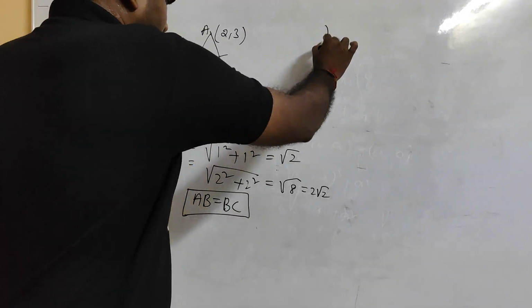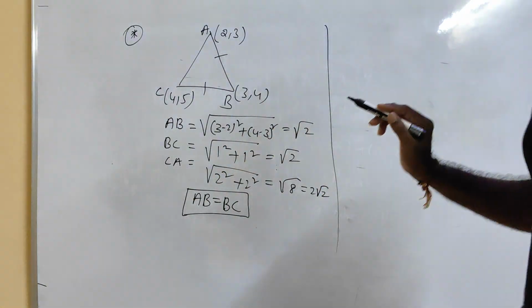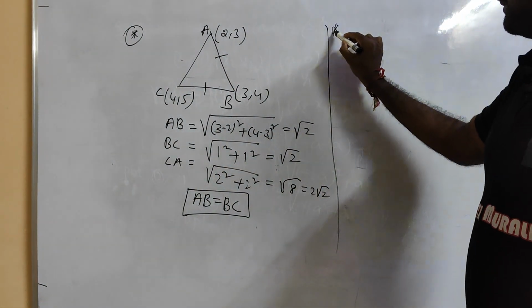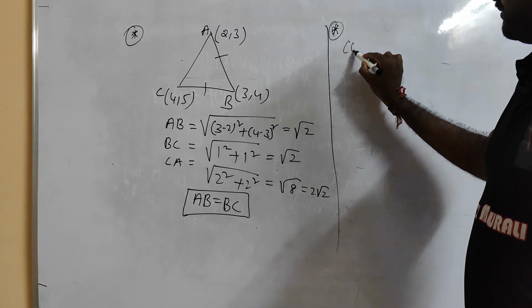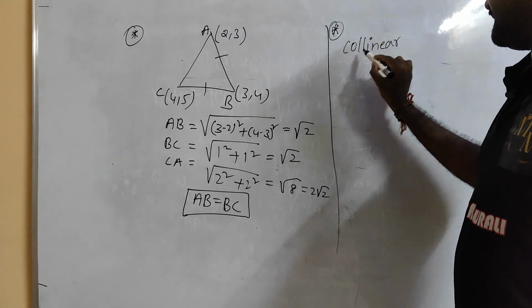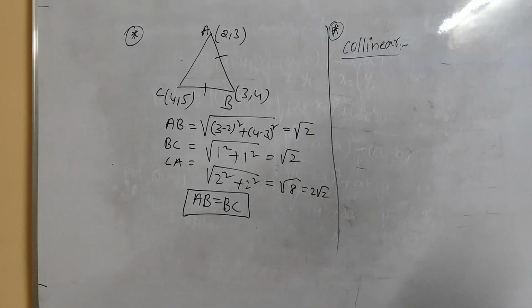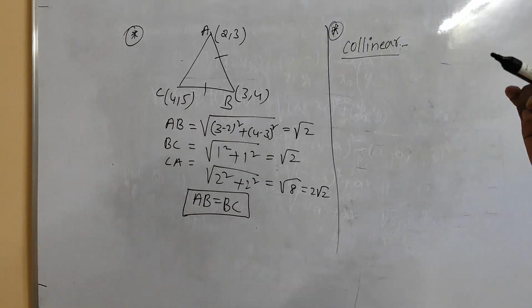And another useful thing we will do for this, let us see here. You have to know the concept of collinear. What is meant by collinear? Three or more points lying on the same line are called collinear.